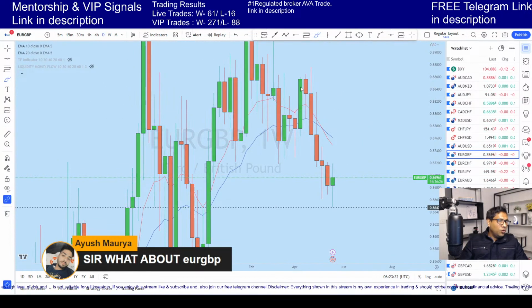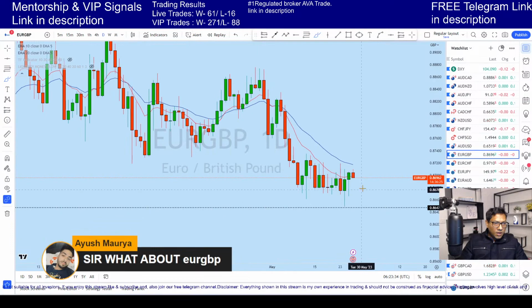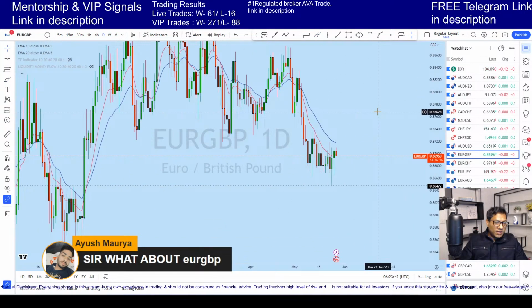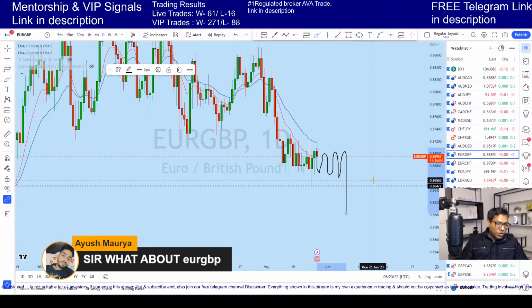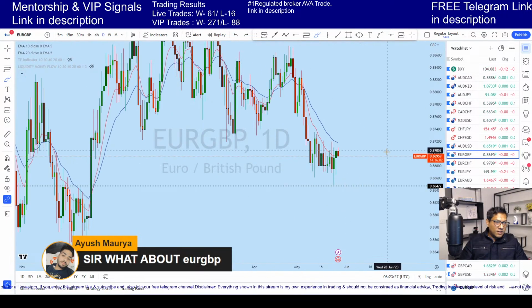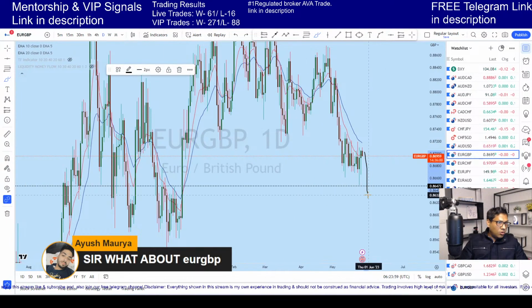Okay, so if we look at the daily price action, so far it was bearish. Now slowly it's moving sideways. To change a trend, in the majority of cases you will see the price move sideways. Now on Euro GBP, I think the market might move sideways, and then it could try to have another break towards the downside.